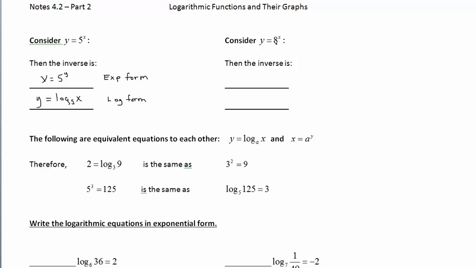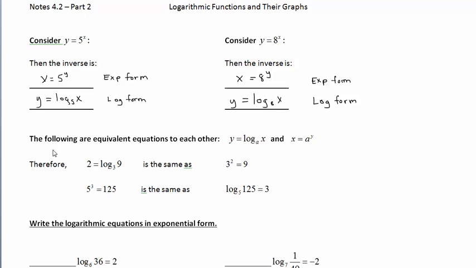All right, consider y equals 8 to the x. Then the inverse is x equals 8 to the y by switching x and y. We don't like that exponential form because y is in the exponent position. So we conveniently call the inverse y equals log base 8 of x. Exponential form and the logarithmic form. Again, both these equations represent the same graph.